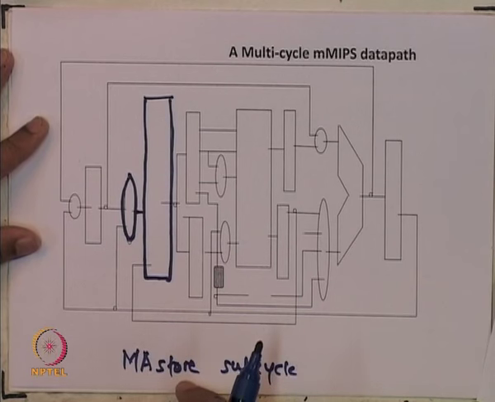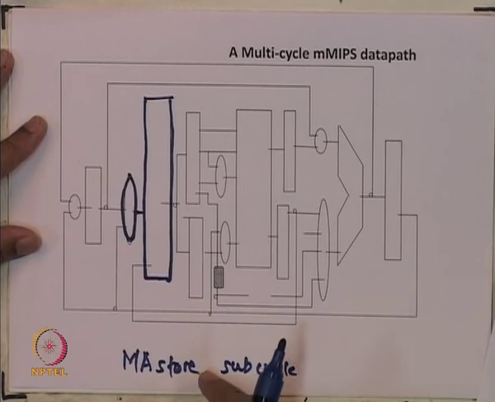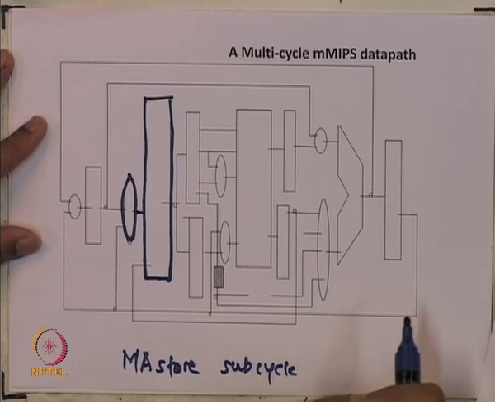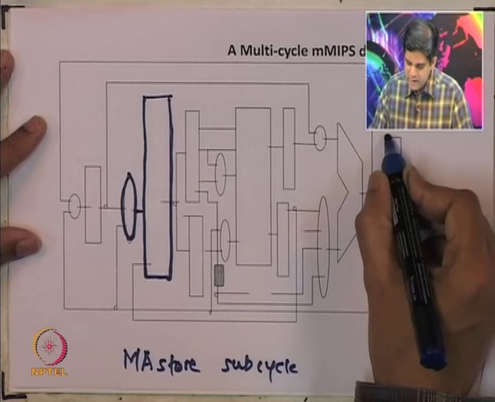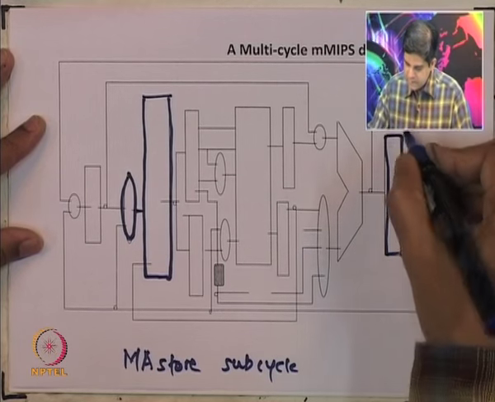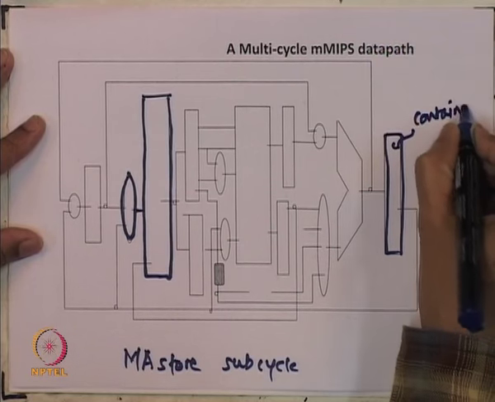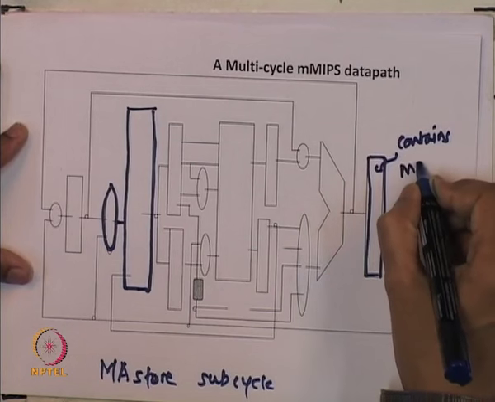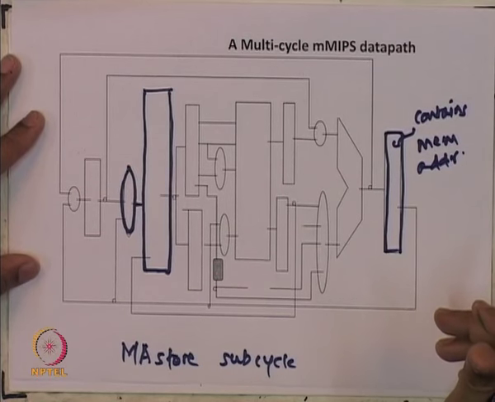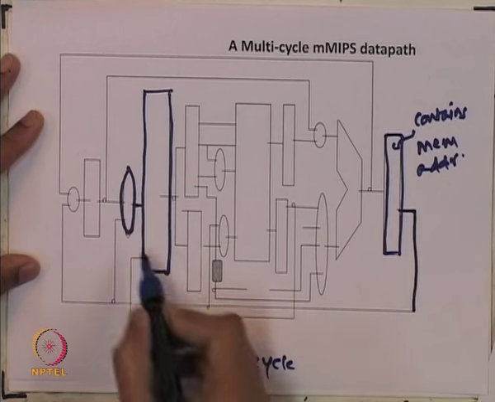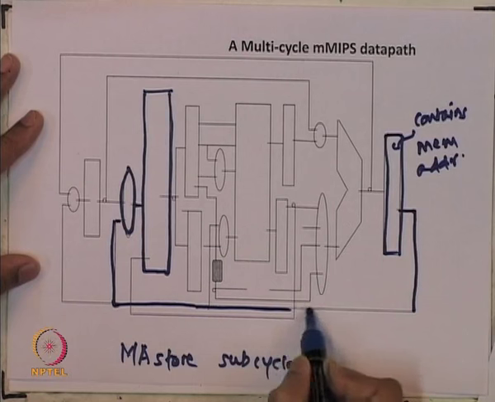So, what happened before this subcycle in the store instruction's cycle? It would have been the execute subcycle of store instruction, in which the effective address of the memory location would have been computed by the ALU and stored into the ALU result for future use, right. So, ALU result contains the memory address, which was computed in the execute store subcycle. So, this is now to be used over here.